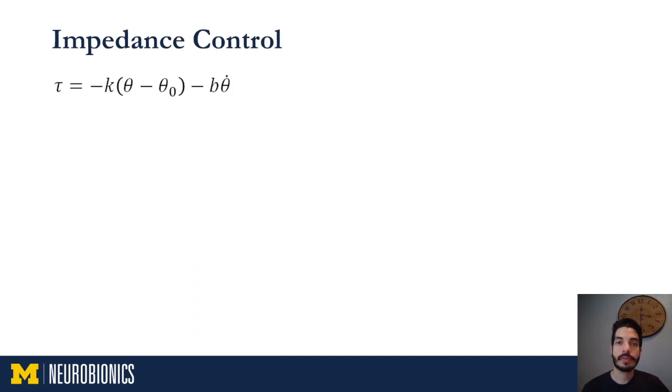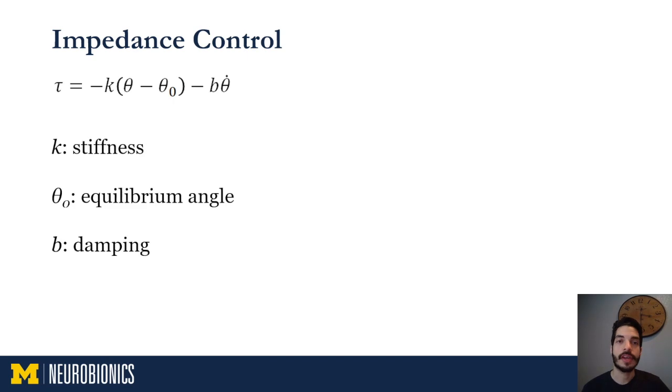We do much of our work with impedance control, where each joint is commanding the dynamics of a spring mass damper. That is, the desired torque at each joint is a function of 3 impedance parameters: stiffness, equilibrium angle, and damping, as well as position and velocity of each joint.